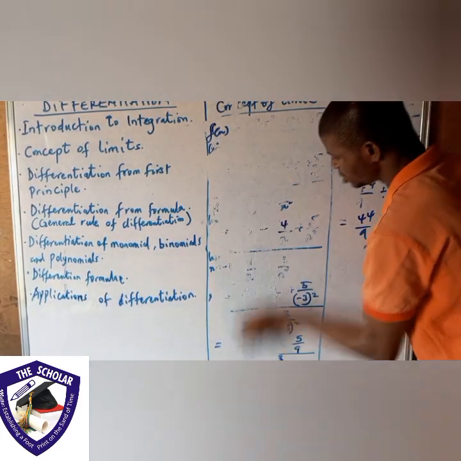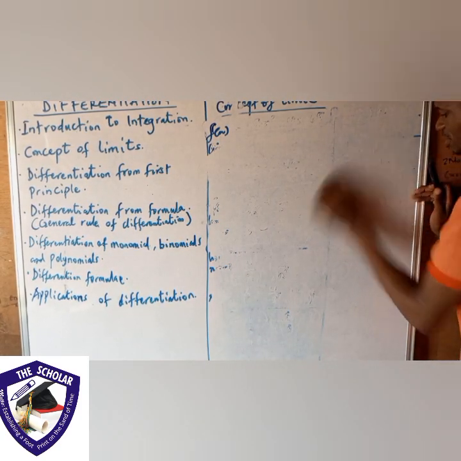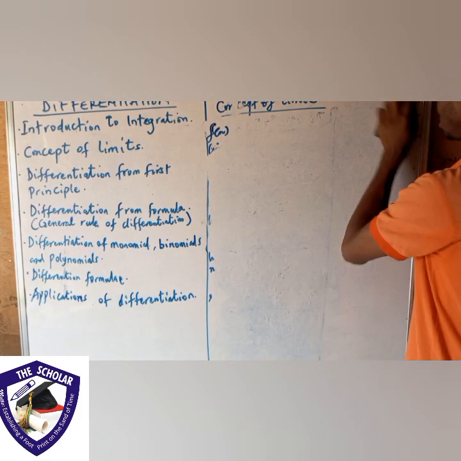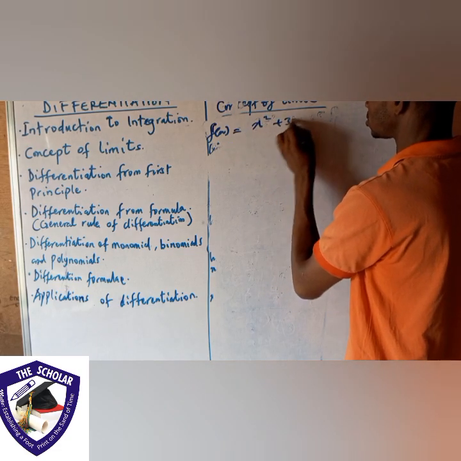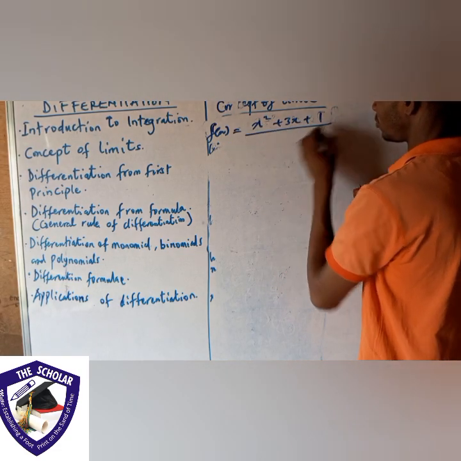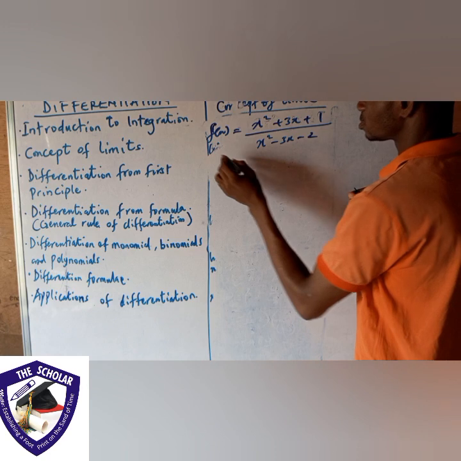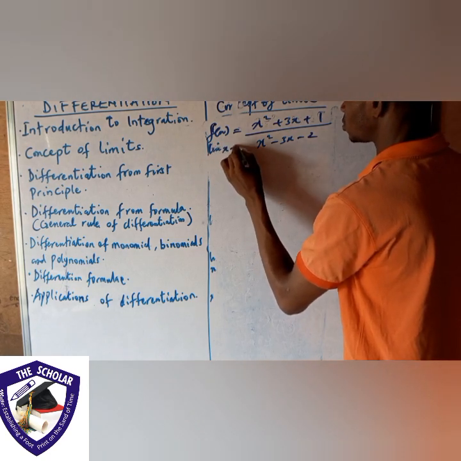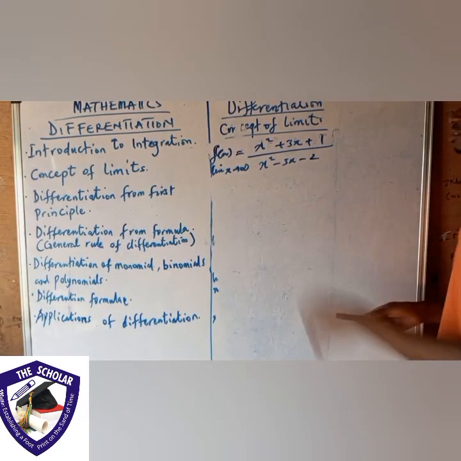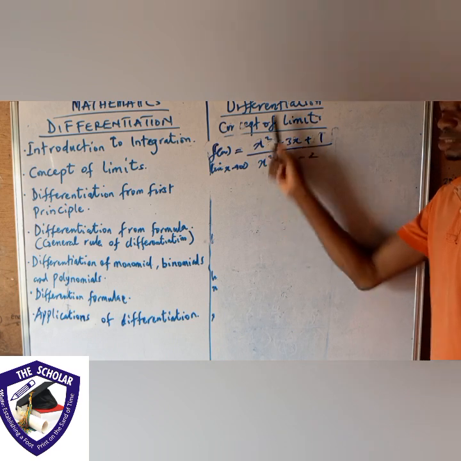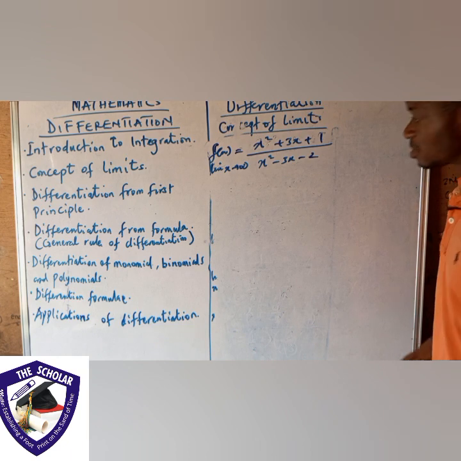Then the last aspect I want us to look at under limits is when our x now tends to infinity. When x tends to infinity, what you do is the same thing I have done here: we divide all through. Assuming we have x squared plus 3x plus 1 divided by x squared minus 3x minus 2, limit x tends to infinity. In this context, the highest power of the numerator and denominator are the same, so you divide all through by the highest power of x. And the highest power is what?